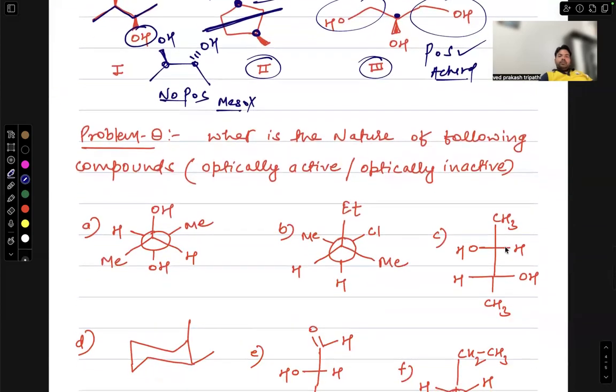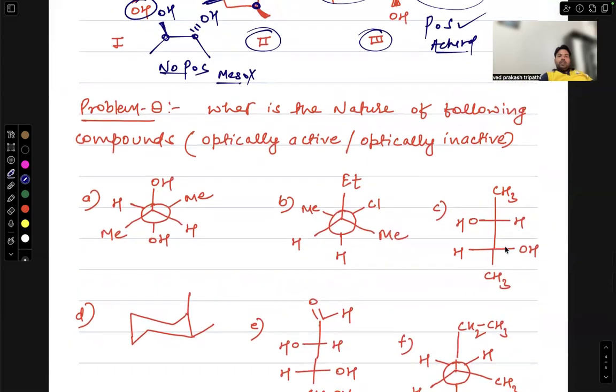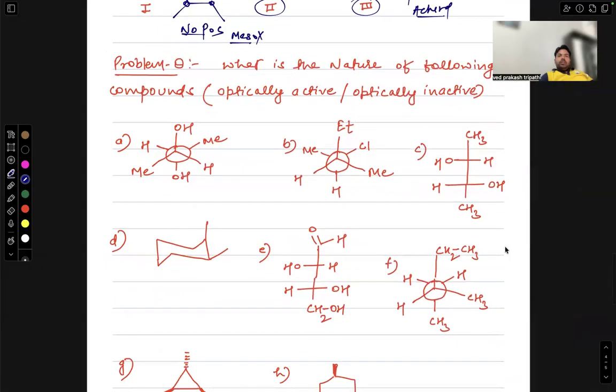Perfect. Okay, now we have a question here. What is the nature of the following compound, optically active or optically inactive? Optically active generally has a chiral center and no plane of symmetry. And optically inactive means a plane of symmetry, as well as you can say no chiral center.